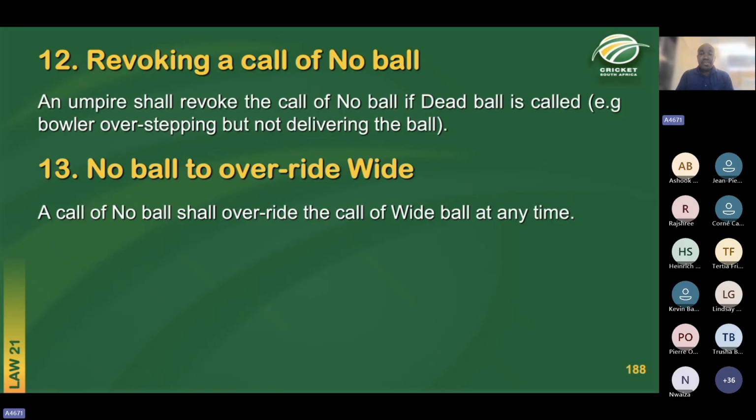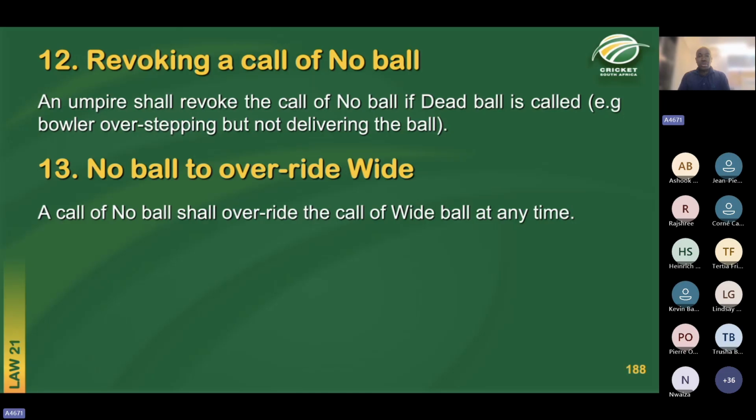At the same time, the striker's end umpire, noticing that there are 3 fielders behind the popping crease on the leg side, which is not allowed, maximum of 2, calls and signals no ball. So we've got a wide signaled by the bowler's end umpire, and we've got a no ball signaled by the striker's end umpire. Do both count? No. Law instructs that the no ball overrides the wide.